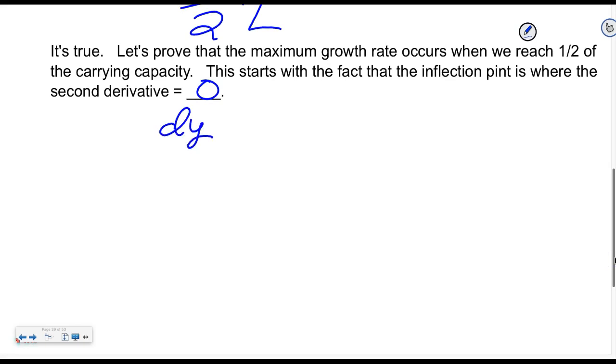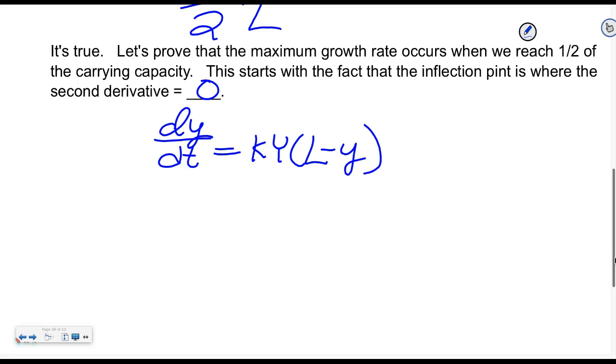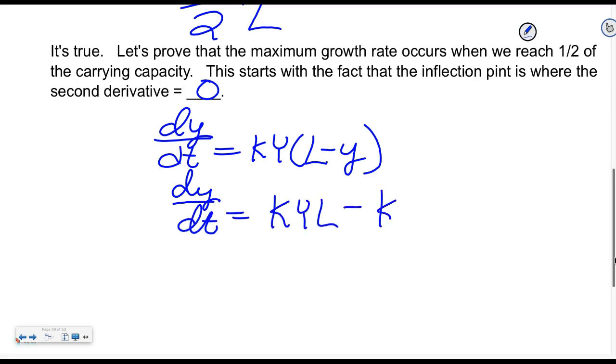So let's write down the first derivative. It's KY(L minus Y). Think about when you take derivatives: do we prefer the product rule or the power rule? I like power, and I'm going to avoid the product rule. So before I even take the second derivative, I am going to write this as KYL minus KY squared. And again, without any numbers, you've got to really keep in mind that the variable of change is Y, and the constants are K and L.